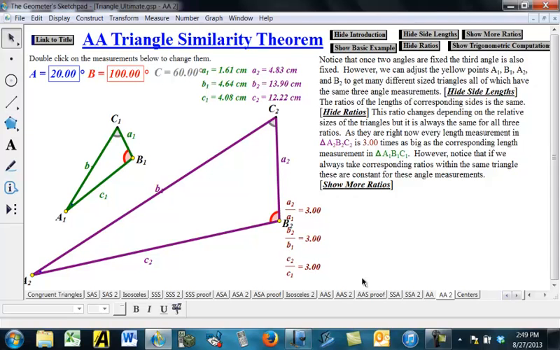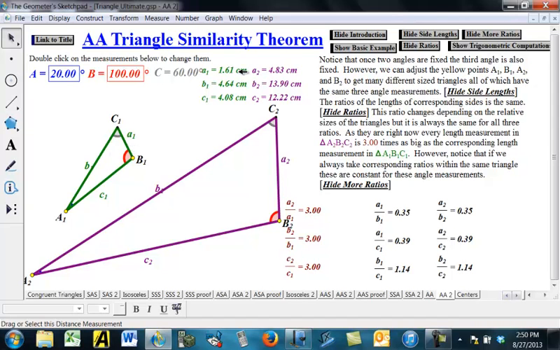But one thing is interesting here, we can also do some other ratios. What if we take, within the same triangle, A1 divided by B1? That's 1.16 divided by 4.64. You might try that on your calculator. When you do, you should get approximately 0.35. Let's do the same thing for the other triangle. A2 divided by B2, and notice that turns out to be 4.83 divided by 3.9. Hey, that turns out to be 0.35 as well.